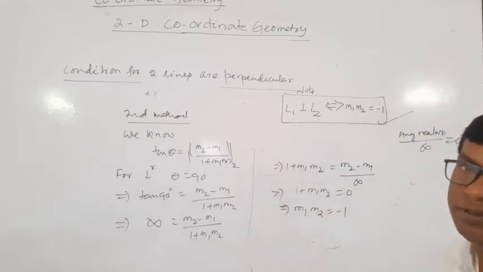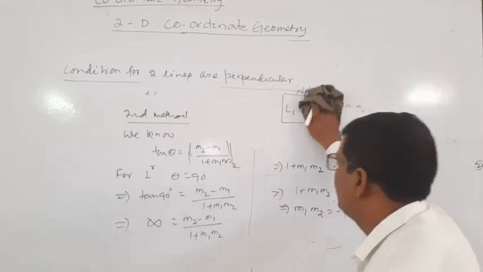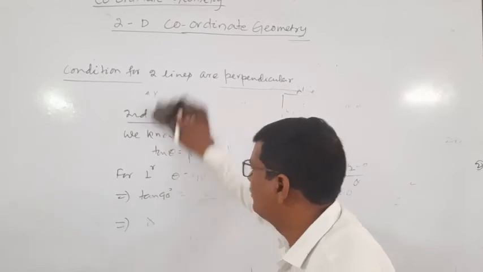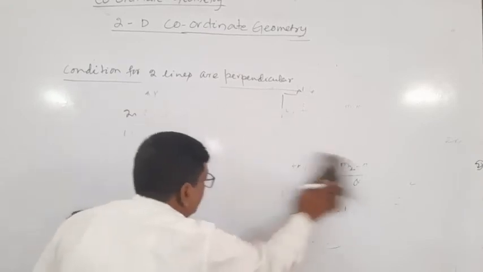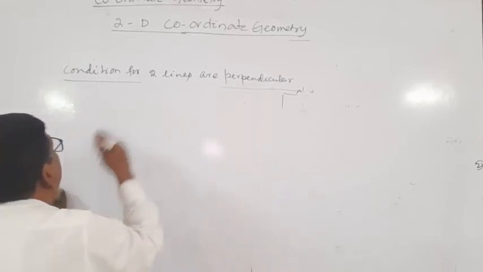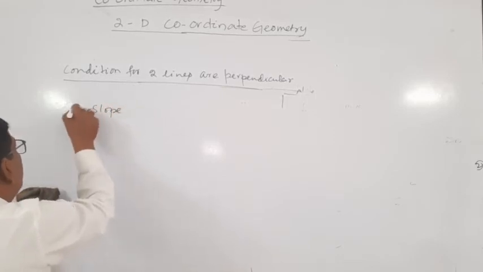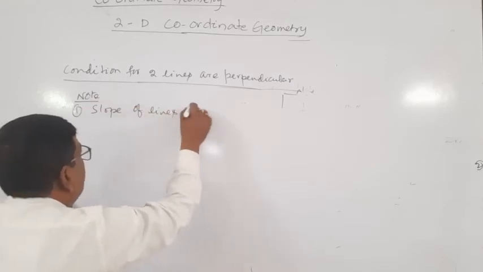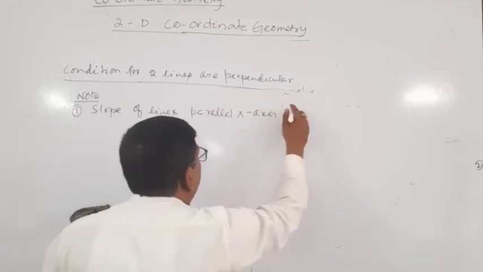Proof of this result. Now some important notes regarding the conditions. Number 1: the slope of a line parallel to the x-axis is dash.